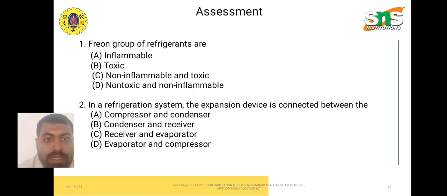Next, assessment. Assessment about refrigerants. Freon is a type of refrigerant and it is toxic and non-inflammable. And second one, what is in a refrigeration system? The expansion device is connected between which two components, among four options? It is connected between the evaporator and the condenser.